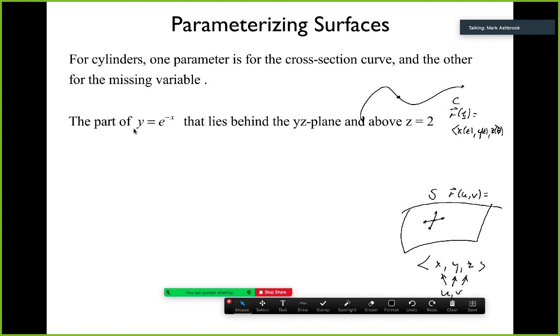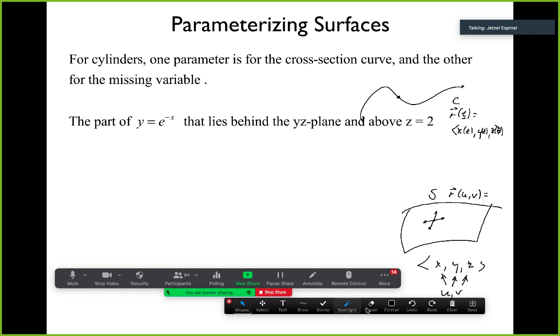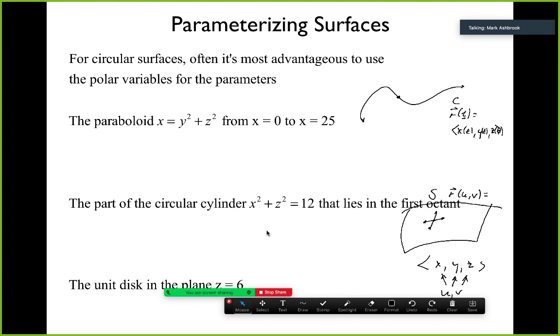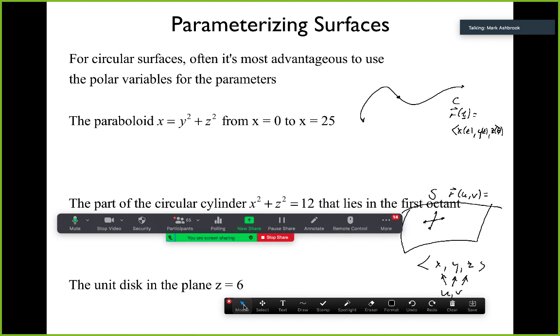So in this case, you'll use z and x, and so y can be written in terms of x. You'll have x, then e to the minus x, and z. And that will get all points on that cylinder. All right, and then we talked about circular surfaces using polar coordinates, r and theta. We did a couple examples of those. So now let's do this example. We didn't get to this one.